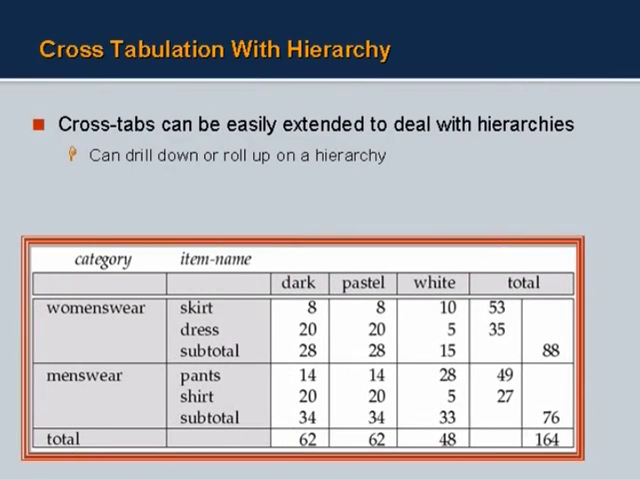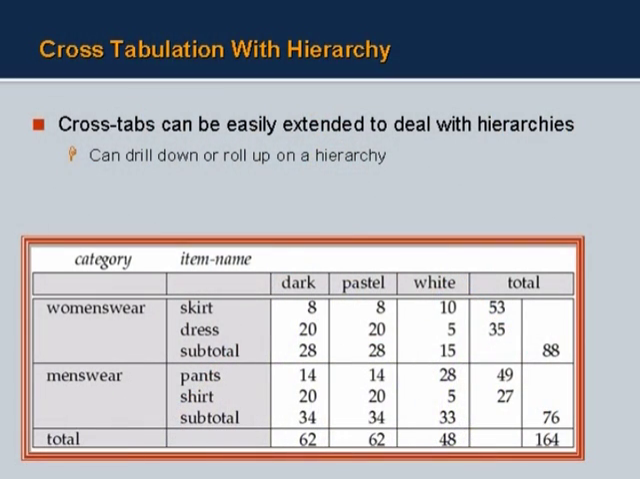So now you can add hierarchies to the cross tab. In this case, the item, which was skirt, dress, pant, shirt, has a hierarchy, which is category. So this category is women's wear, this category is men's wear. So in this same cross tab, I have subtotals for women's wear, subtotals for men's wear. You can do this with Excel. Now, in a data cube, you can also have all of this pre-computed if required.